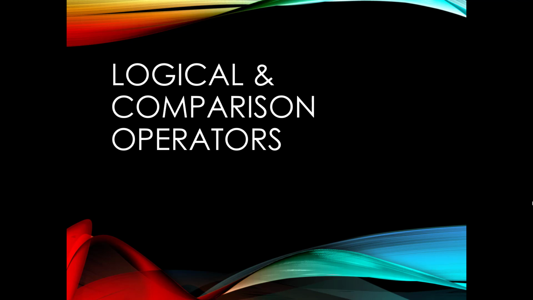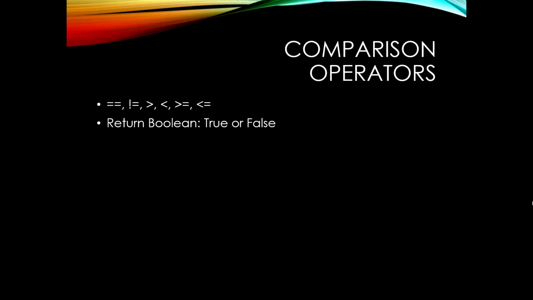Now that you know how to write conditionals, let's discuss the operators that make those conditionals powerful: logical and comparison operators. Let's first discuss comparison operators. Comparison operators compare two values and return a Boolean, true or false. Examples: equal equal, not equal, greater than, less than, greater than or equal to, less than or equal to.